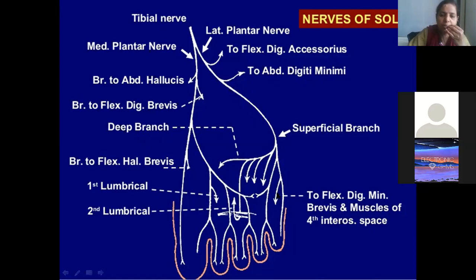The superficial branch is also giving one twig to the flexor digiti minimi brevis and the muscles of the fourth interosseous space, that means both plantar and dorsal interossei. This is the superficial branch. Here we have seen how many digits? 3.5 we saw. So the remaining 1.5 digits are supplied by these two. The last one is giving to the lateral aspect of the little toe.